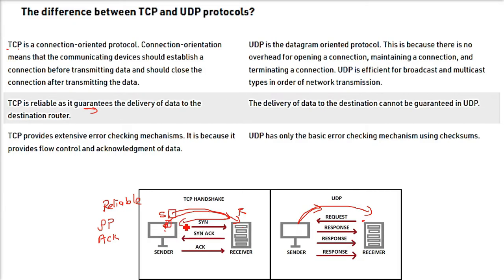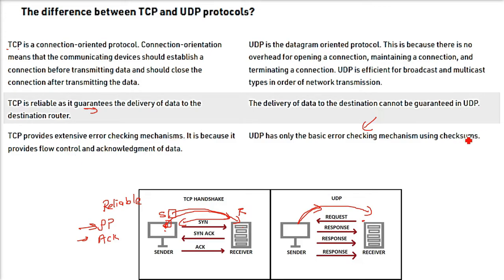For the checking mechanism, you also have a checksum. Checksum is mandatory in TCP. It is just optional in the UDP header. So UDP has only the basic control mechanism using checksums, but it is optional.